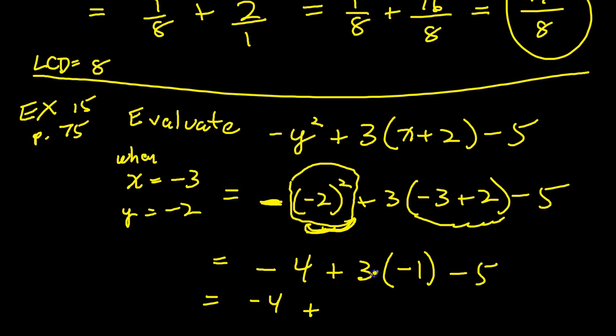3 times minus 1 is then the next operation that gets done. So I'll get minus 4 plus minus 3 is minus 7, and minus 7 minus 5 is minus 12. Final answer. All right, that's the last example I had drawn up. This concludes section 1.9, exponents, parentheses, and order of operations.